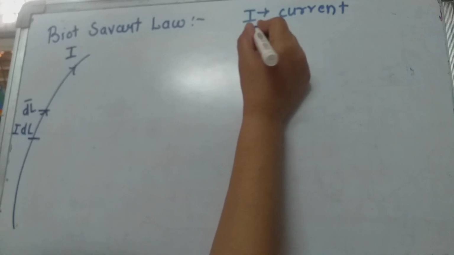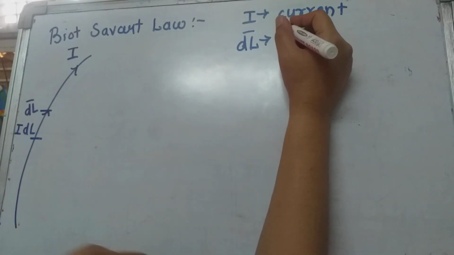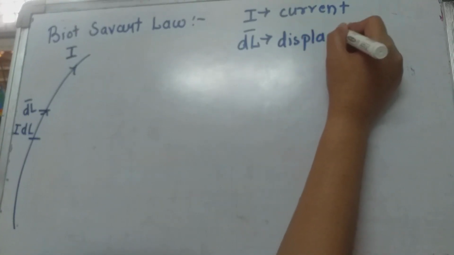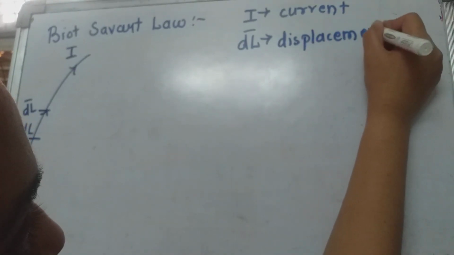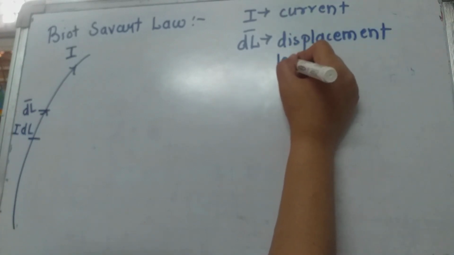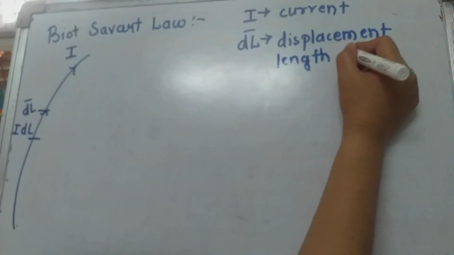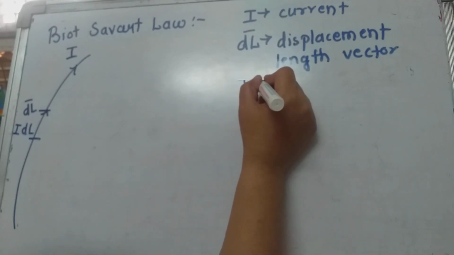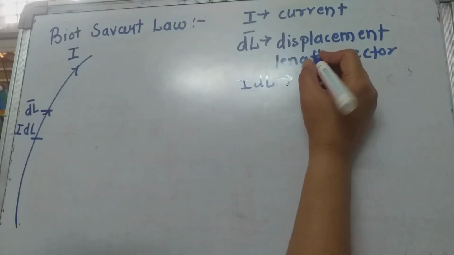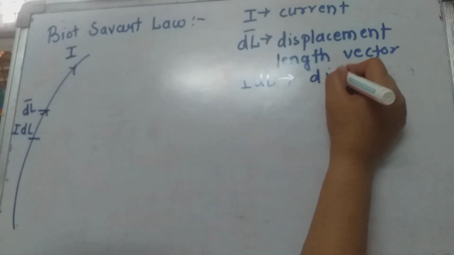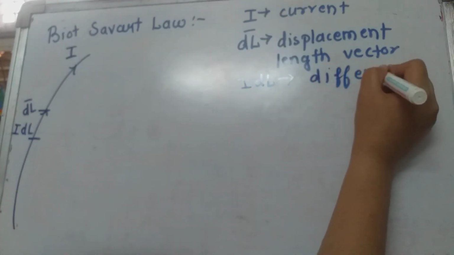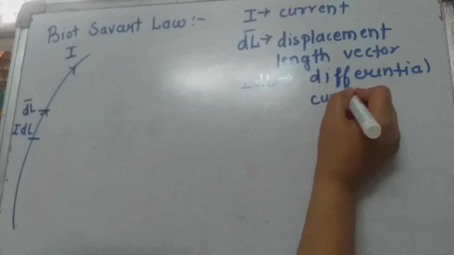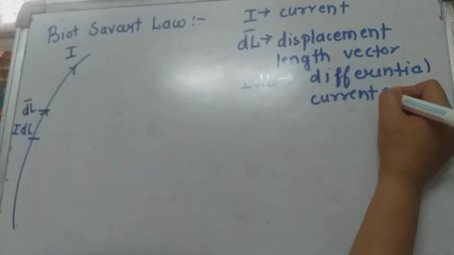dl bar is the displacement length vector, and I dl is termed as the differential current element.